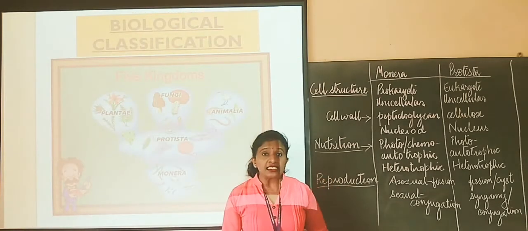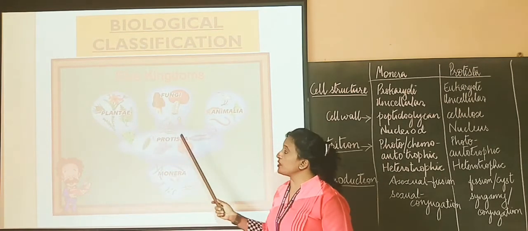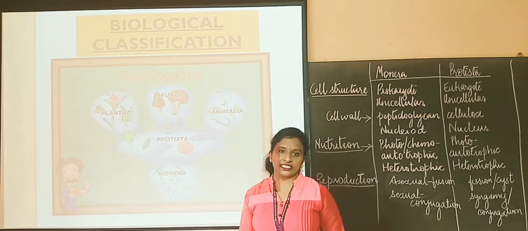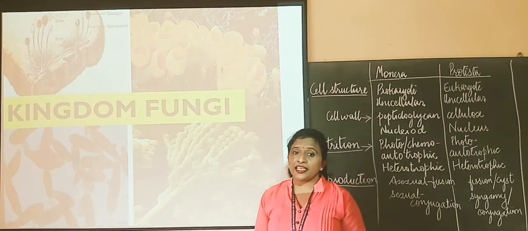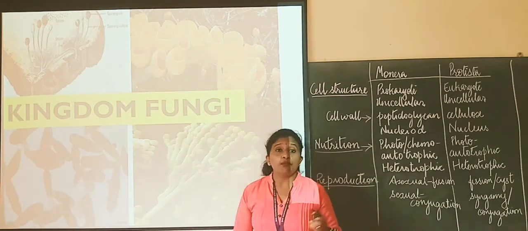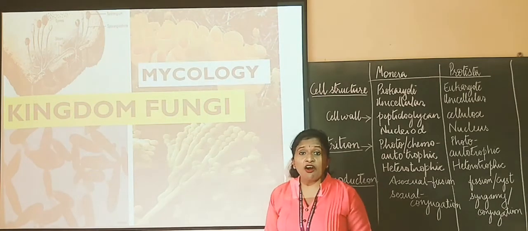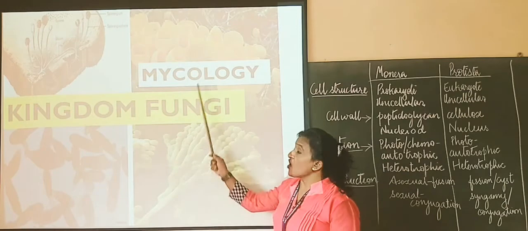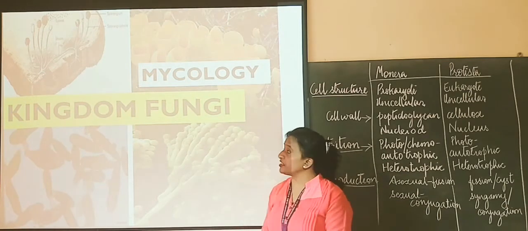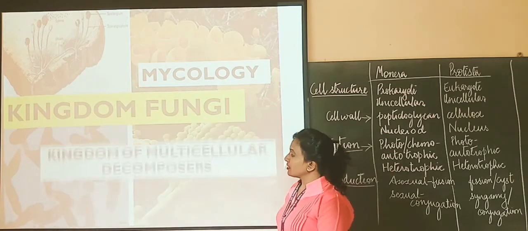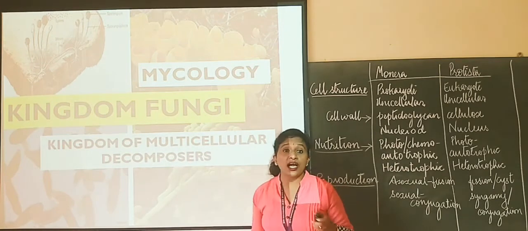So today we will discuss the third kingdom, that is kingdom Fungi, which is supposed to have evolved from kingdom Protista. Kingdom Fungi are mostly seen in moist and humid places. The study of kingdom Fungi is called mycology. So it is a branch of biology which deals with the study of fungus. This kingdom is also called multicellular decomposers.